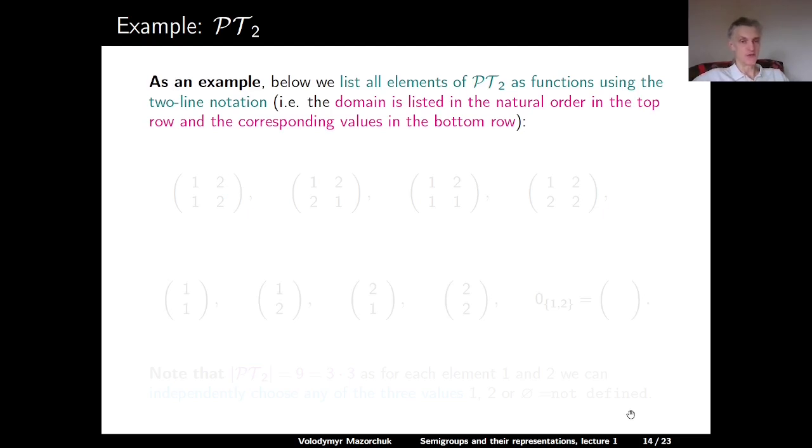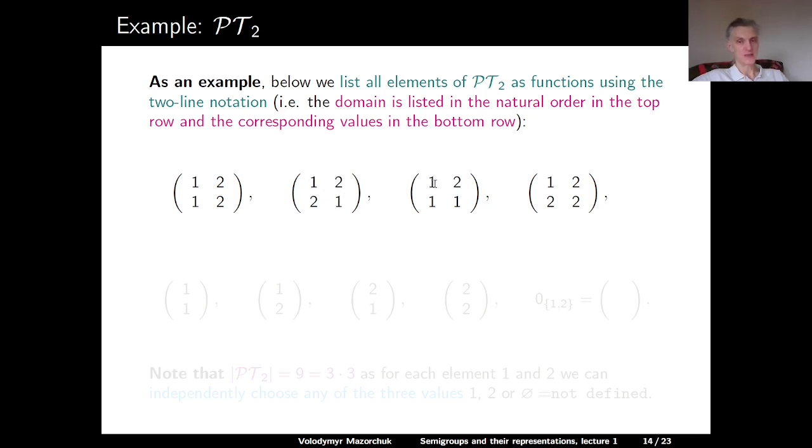So we list all of them using the two-line notation. So in the first row we have the domain, which is written in the natural order, and then in the second row we list the values of our transformation on the elements of its domain. So we start with an element which sends 1 to 1 and 2 to 2, and it is defined on the whole set 1, 2. Next we have the element which sends 1 to 2 and 2 to 1. It is defined on the whole set.